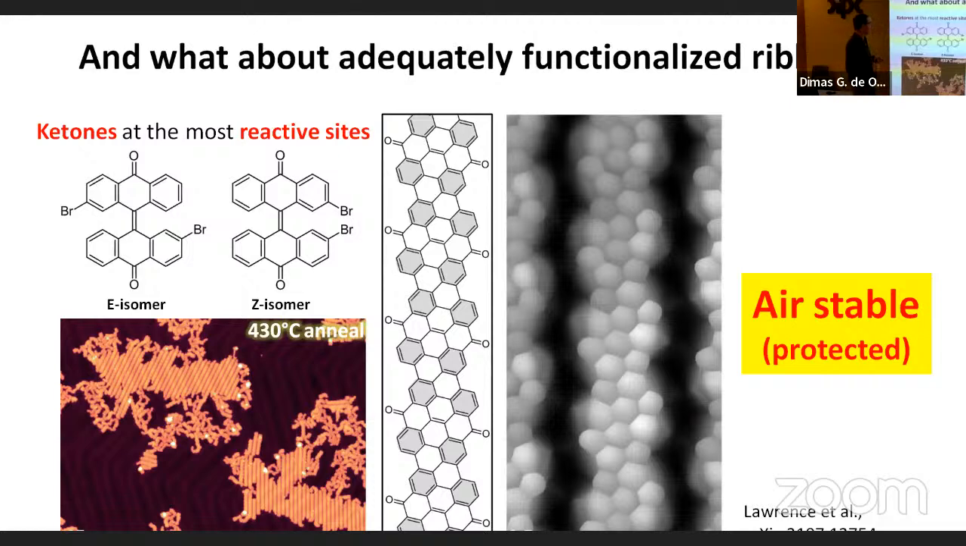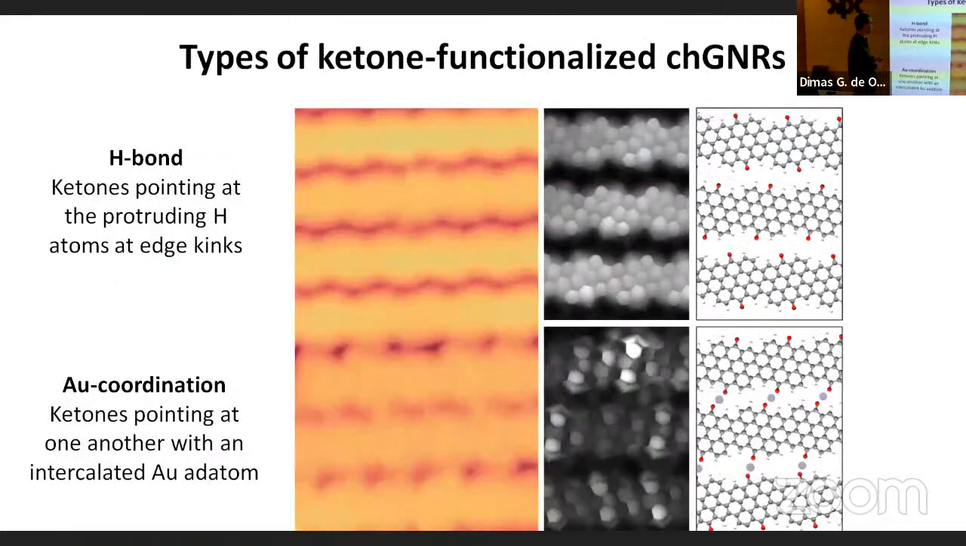Actually, not all the ribbons look like this. We have two types of ketone functionalized chiral graphene nanoribbons. In some of the cases, the ketones of one ribbon are looking at the hydrogens of the neighboring ribbons, and so they're held together in islands by hydrogen bonds. In other cases, the ketones are looking at each other. And there is something in between there, which we know are actually gold atoms that come from the substrate that we use.